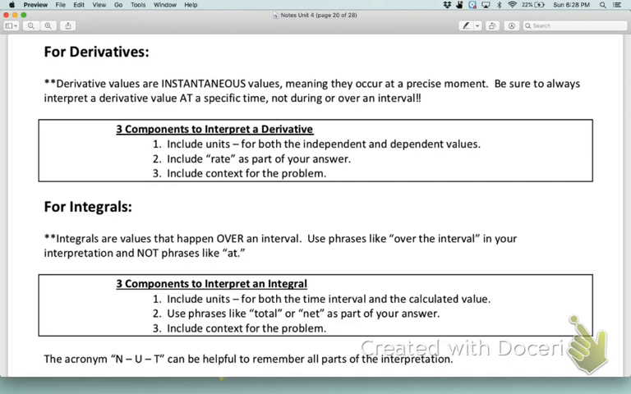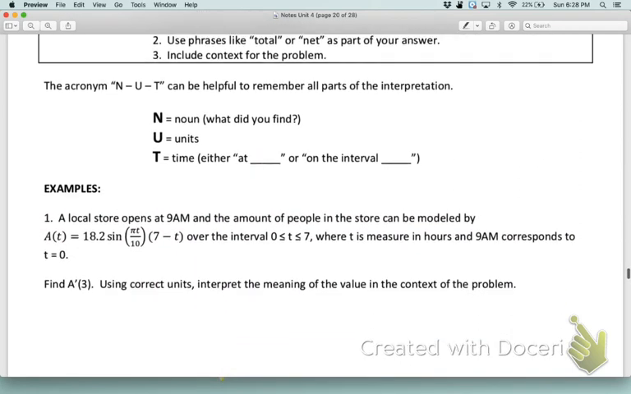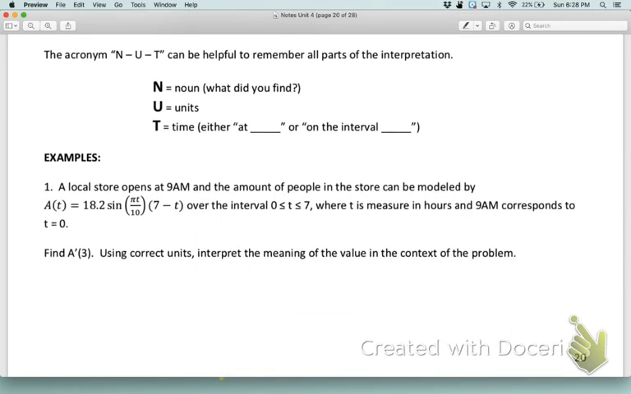Okay? Now, I know we've said this before. This is kind of a silly acronym, but the acronym NUT can be helpful to remember all of the parts for both of them. N for noun. What did you find? U for units. And then don't forget, your time needs units as well. And then T is for time. If it's a derivative, you want to say at time, whatever.